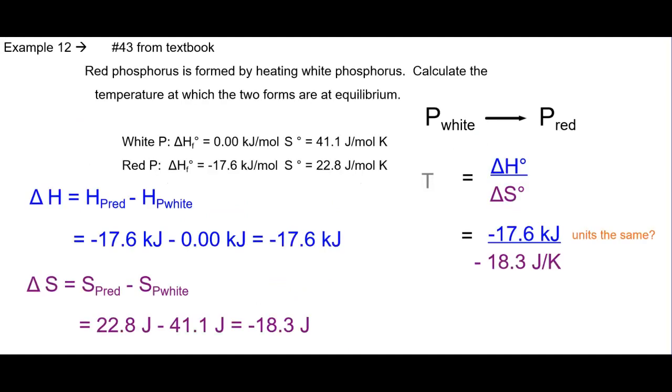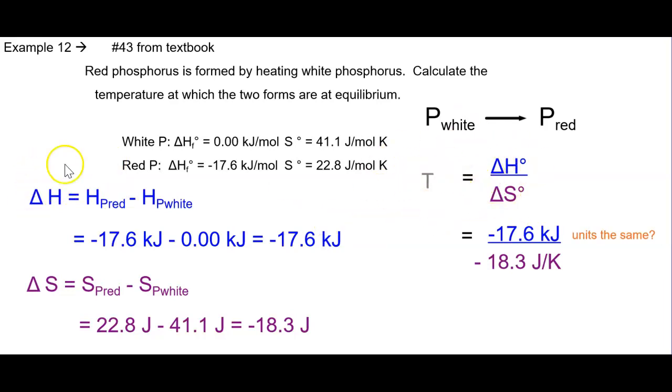Last example is example 12 from your textbook. This is just going to have you do a calculation instead of giving you the values. So based on this formula, it says red phosphorus is formed by heating white phosphorus. So I take white phosphorus, I heat it up. We could put a triangle here to represent heating over the arrow. Makes red phosphorus. Okay. It says calculate the temperature at which the two forms are at equilibrium. So that's when G is 0. All right. So that's how I know I get to use that formula here.